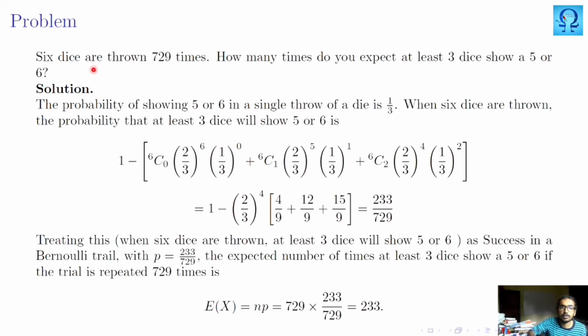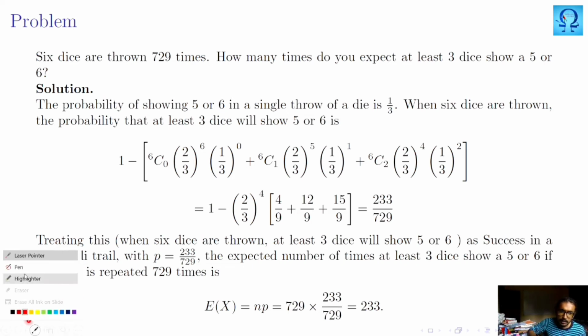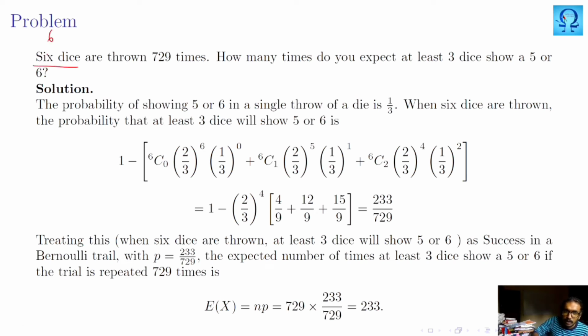If you see in this problem, 6 dice are thrown 729 times. How many times do you expect at least 3 dice to show a 5 or 6? This is a tricky problem, but not that tricky. Here, 6 dice, so you have the number 6, and 729 times, you have another number. How many times do you expect at least 3 dice to show 5 or 6?